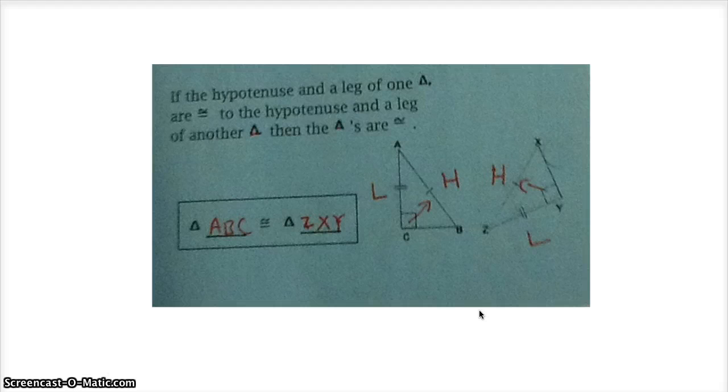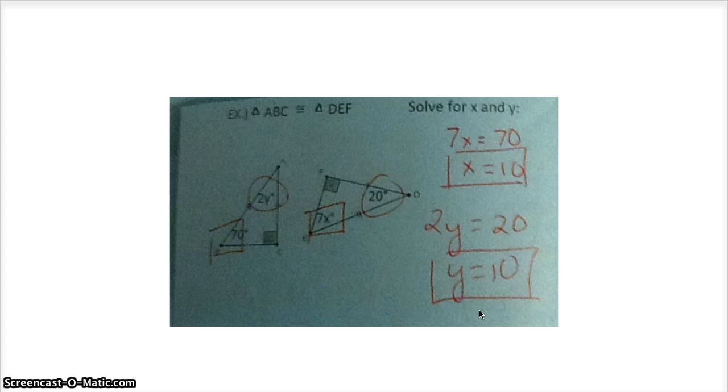So in this one, I said the triangle ABC was congruent to triangle ZXY. Try the example on the left-hand side without me first. Hopefully you found out that x equals 10 and y equals 10. Again, it's a coincidence that they are equal to each other. You should have looked at the congruency statement to see that A was congruent to D. And so you have 7x equals 70. And you also have 2y equals 20.